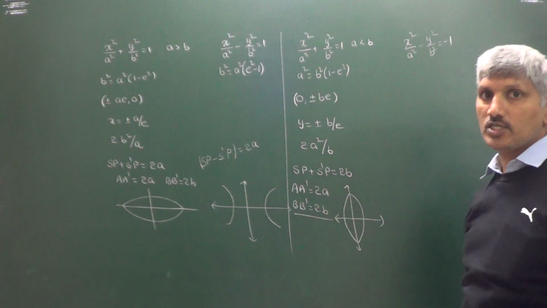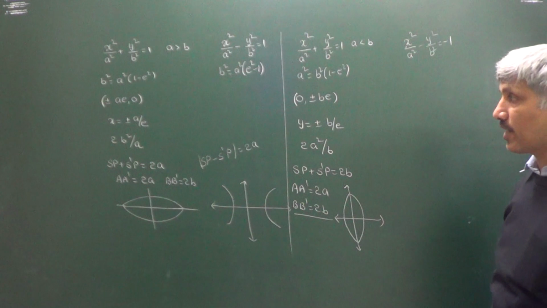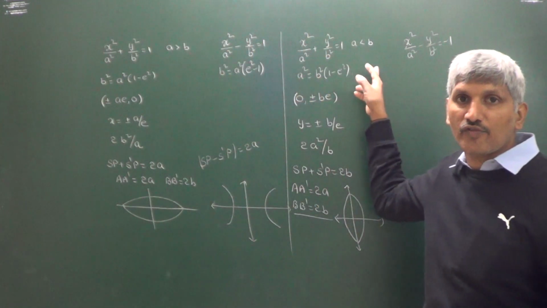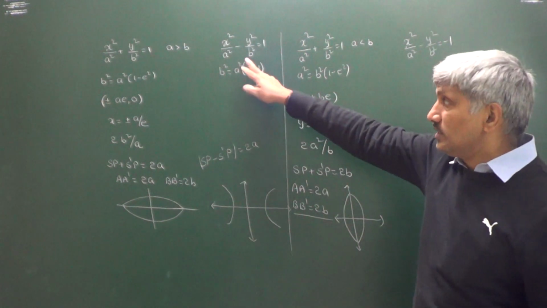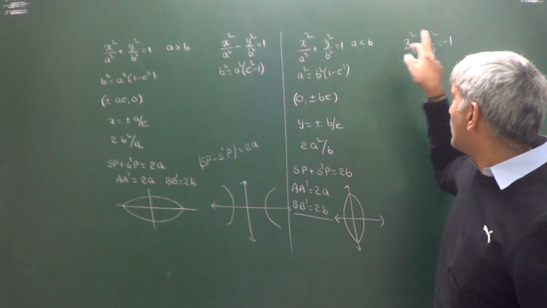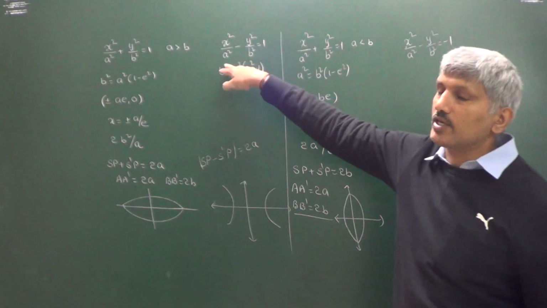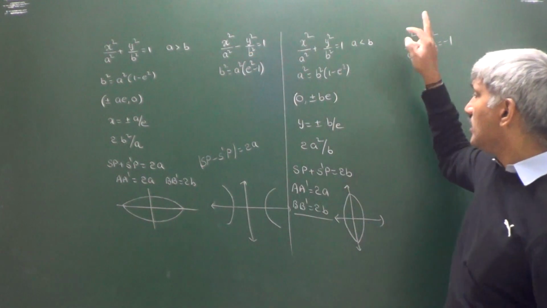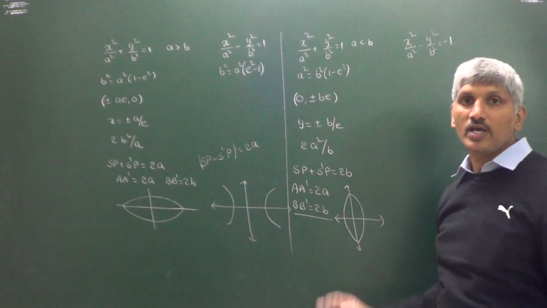Next one, x square by a square minus y square by b square is equal to minus 1. That is the equation of a hyperbola. We call this a conjugate hyperbola. For an ellipse, as I told, based on the a value we can identify the first or second form. But for a hyperbola, just by observing the equation itself, we can say which form it is. X square by a square minus y square by b square equal to 1 is the first form. Equal to minus 1 is the second form of a hyperbola.